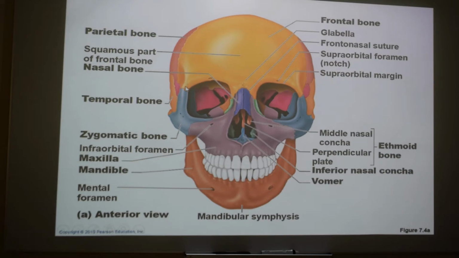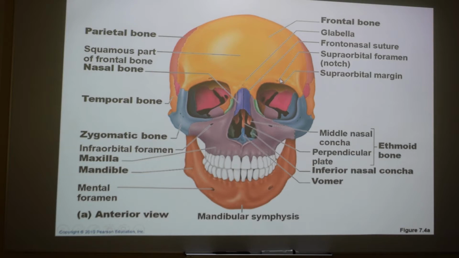So this is the zygomatic process of the frontal bone. This is the nasal process of the frontal bone, which is going to articulate with the nasal bone, and this is the maxillary process of the frontal bone, which is going to articulate with the maxilla. So this is the maxillary process. This is the nasal process, which is basically articulating with the nasal bone.